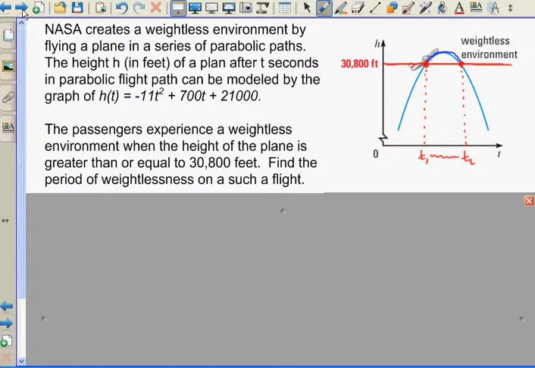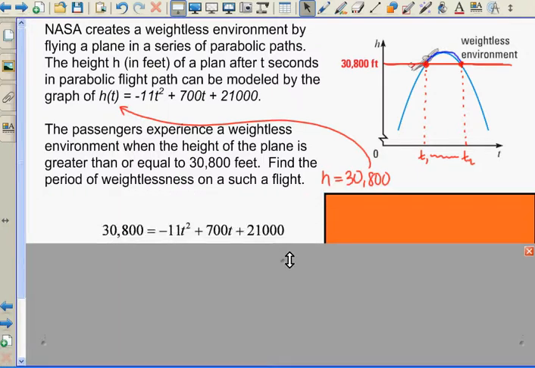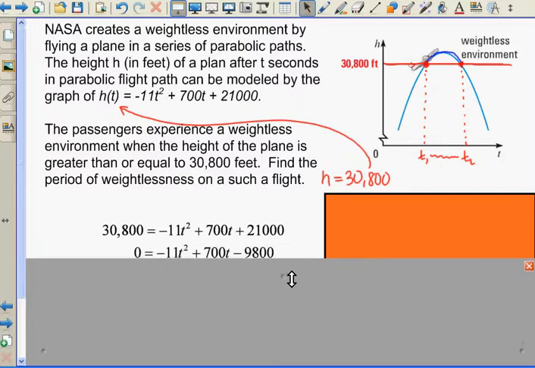So if we want to find when the plane is at a height of 30,800, then we're going to plug that in for height. And then we'll solve for the time. So that's what I did. I've got 30,800 in for h, and we're going to solve for time. So we'll get one side equal to 0, subtract that 30,800 over.